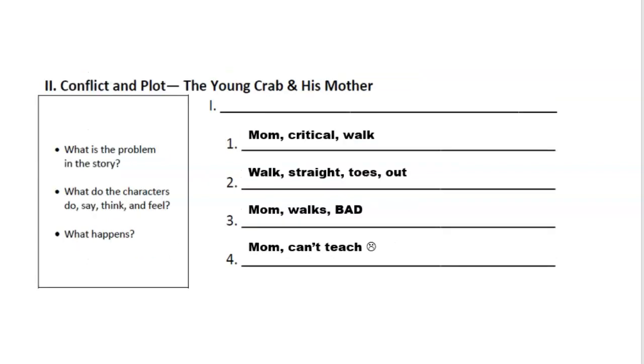Here is the second one completely filled out. And the second one is going to talk about the problem. So mom's critical. She tells him how to walk, then mom tries and she can't. She realizes she can't teach him. That is the conflict and the plot. But then when we get to the last one, and if I'm moving too fast, hit pause until you can write all the words on your sheet.